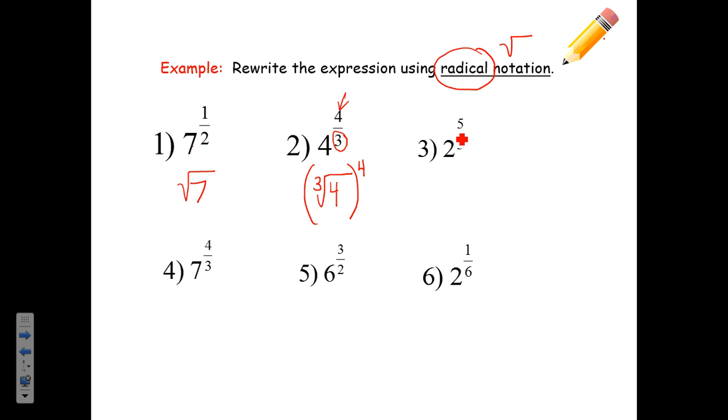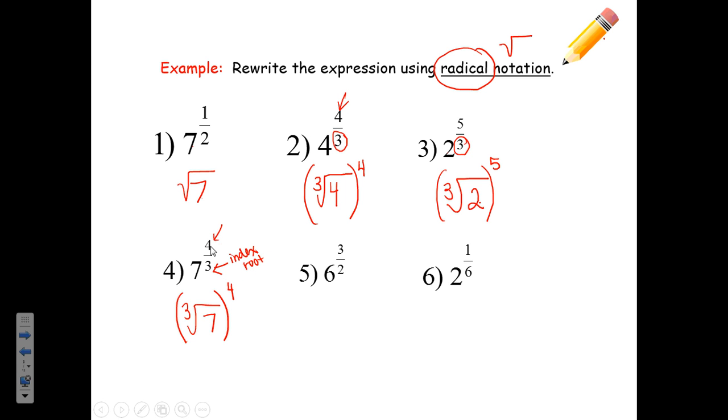If I were going to rewrite 2 to the 5/3 power, I would look at the bottom. That tells me the root. So this is the cube root of 2. The base becomes the radicand. And what am I raising my root to? I'm raising it to a 5. Okay, so this says 7 to the 4/3. This would be the cube root of 7 to the power of 4. Index or root and what you're raising it to.